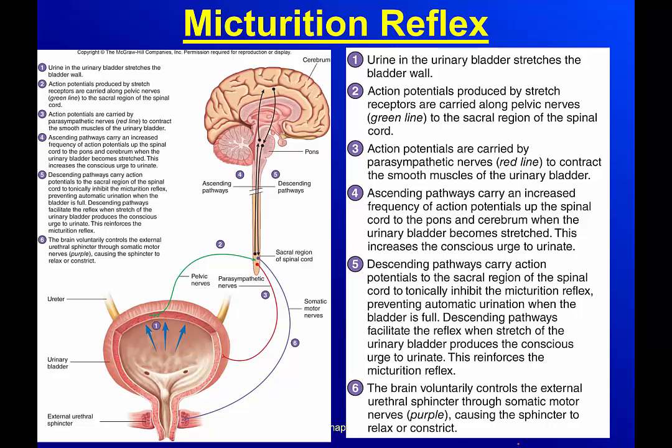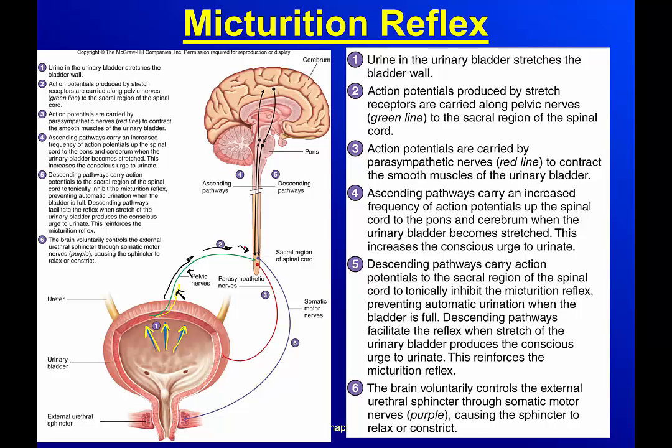Okay, so the micturition reflex, the peeing reflex. Urine in the urinary bladder will start to stretch the bladder wall, which you can see here in this picture. Action potentials produced by the stretch receptors are carried along the pelvic nerves to the sacral region of the spinal cord. So we're actually way down here in the sacral region at number 2. We're carrying the signal up to the sacral region.